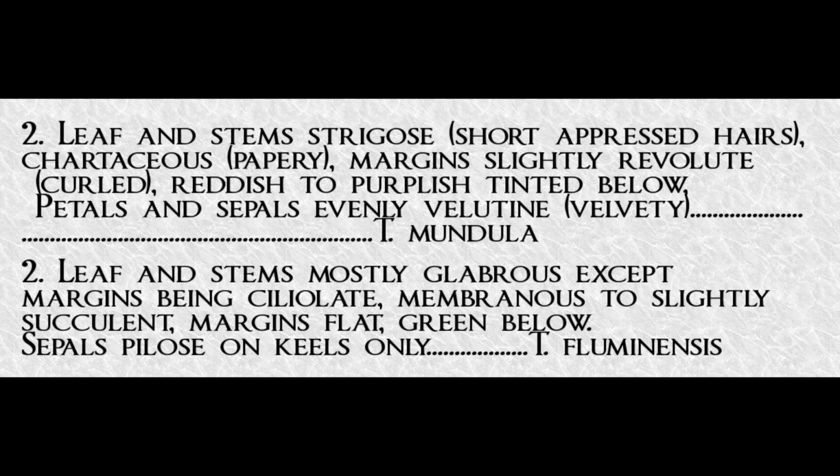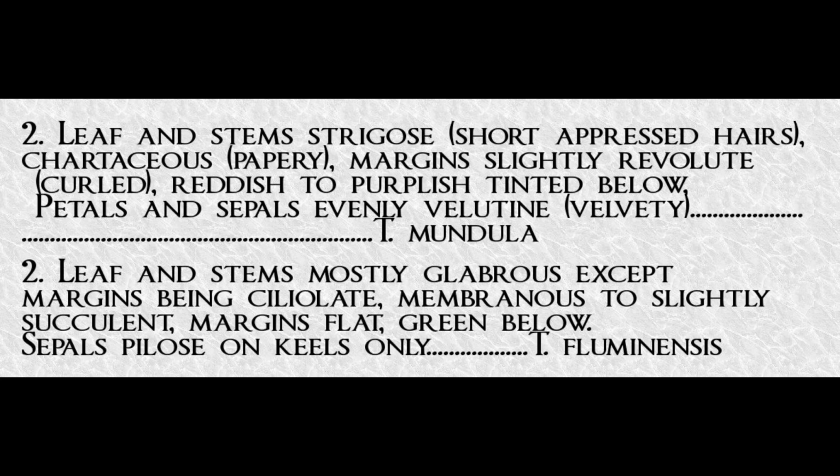The leaves and stems are strigose in the first example. That means short, little oppressed, kind of matted down hairs. The leaves are cartilaginous, meaning papery. The margins are slightly revolute or curled. And most importantly, they're reddish or purple below. Very important. The sepals and petals are generally velveteen. And that takes us to the plant known as Tradescantia mandula. Some of you may never have heard of Tradescantia mandula because a lot of the mandulas are actually sold as fluminensis. And we'll talk more about that in a minute.